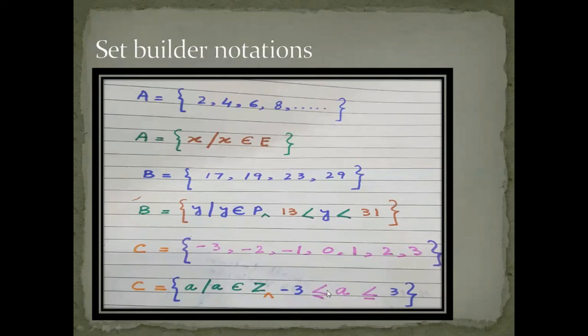This symbol is greater than or equal to. Here this set is greater than or equal to -3 and less than or equal to 3. This symbol is used for greater than or equal to, this is less than or equal to, this is only greater than, and this is only less than. Okay, so these are three examples of set builder notation.